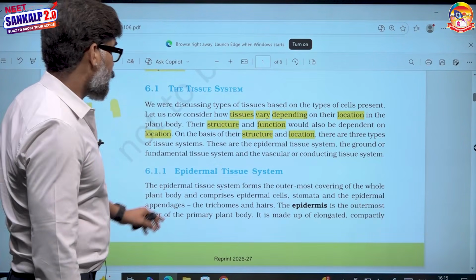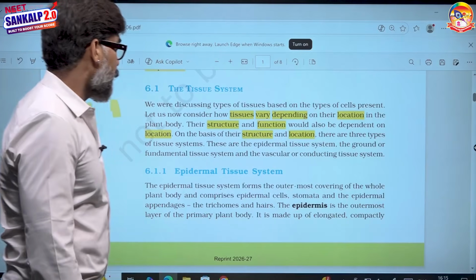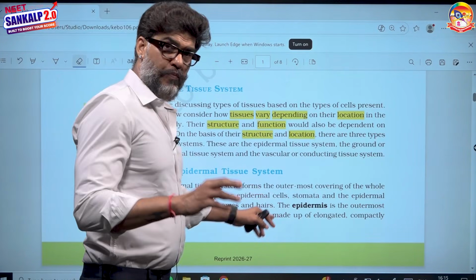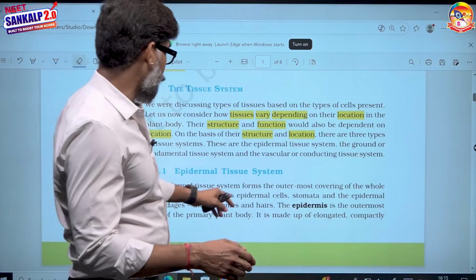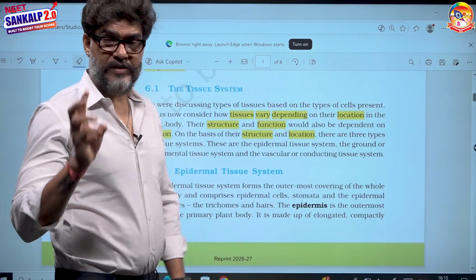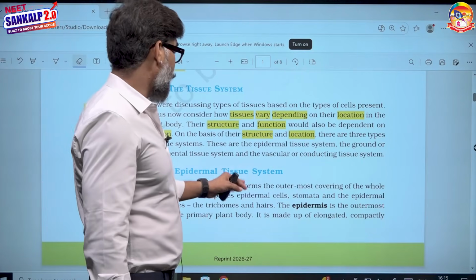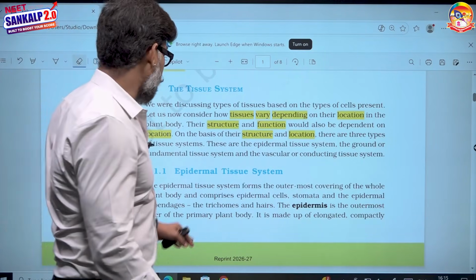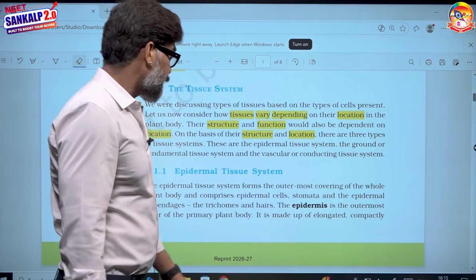The epidermal tissue system forms the outermost covering of the whole plant body and comprises epidermal cells. What does the epidermal tissue system include? Epidermal cells, stomata and the epidermal appendages. These are the three main crucial things: epidermal cells, stomata and epidermal appendages. What do epidermal appendages include? Trichomes and hairs.